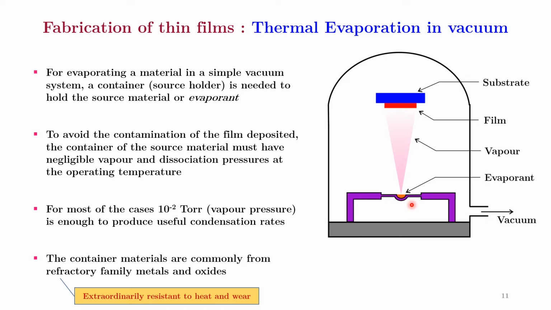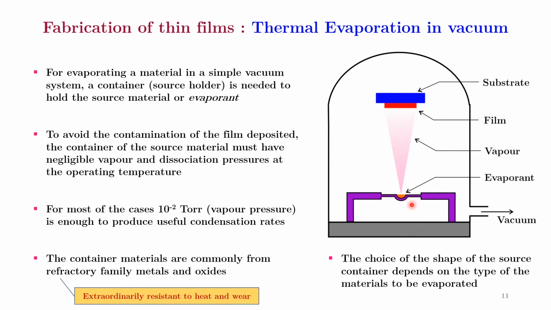The container materials are commonly from the refractory family of metals and oxides. By refractory family metal, we mean those metals which are extraordinarily resistant to heat and wear. And the choice of the shape of the source container depends on the type of the material that is to be evaporated.